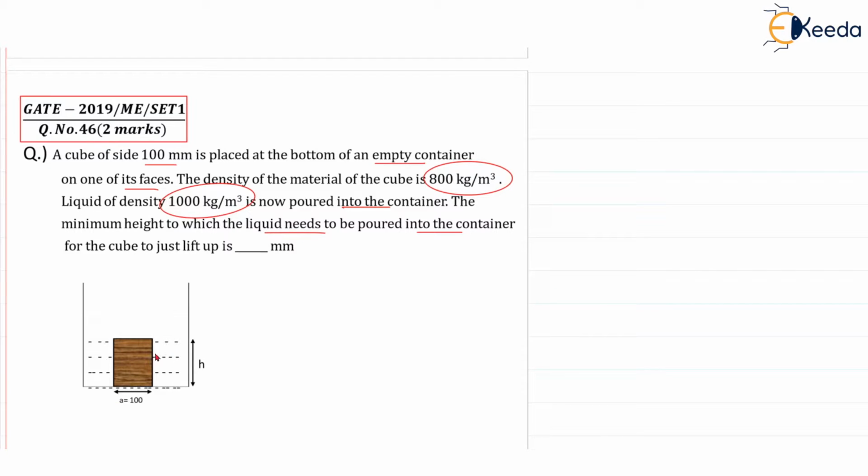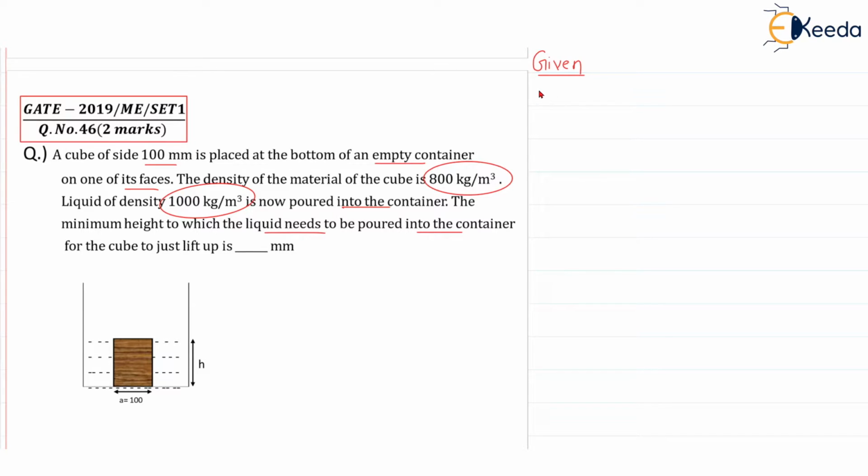So cube means all the sides will be equal. So A is equal to 100. A is the side of the cube, 100 millimeter as given here, and the cube is lying on one of its faces, correct? And this is the height of the water or liquid we have to pour into the container so that the cube can be lifted up. That is the question: how much water are you going to pour into the container to lift up the cube, correct? So first of all, we'll write down the given data.